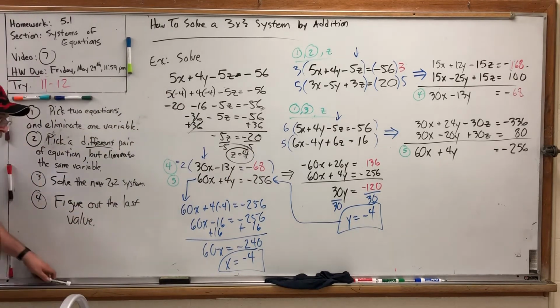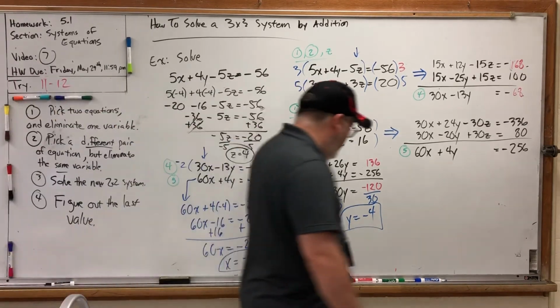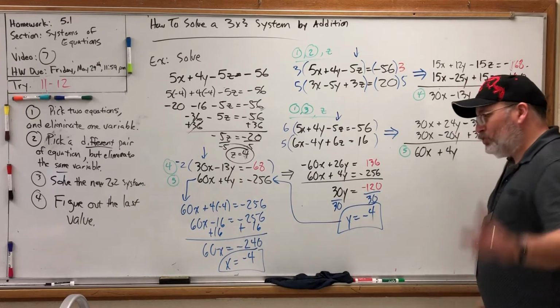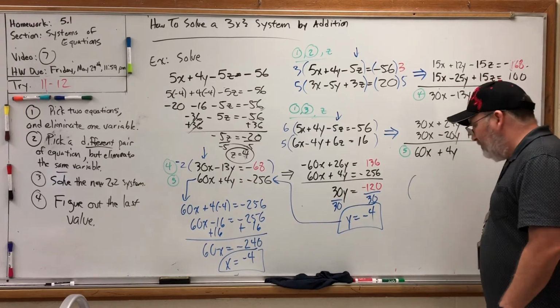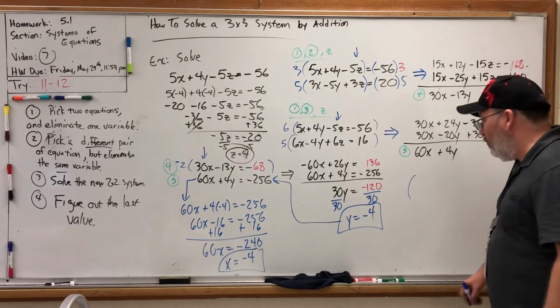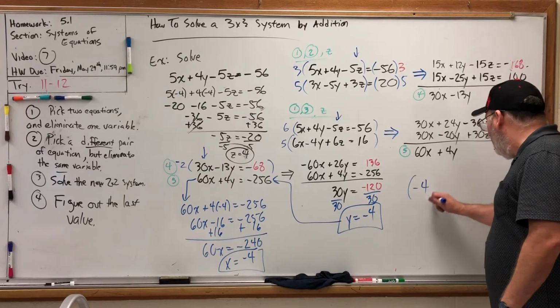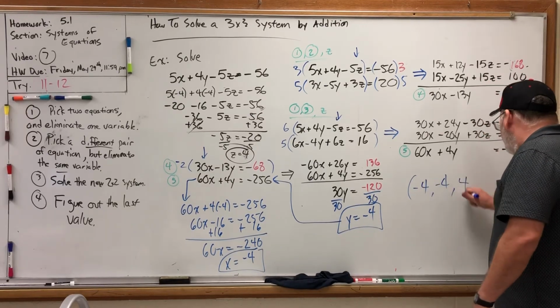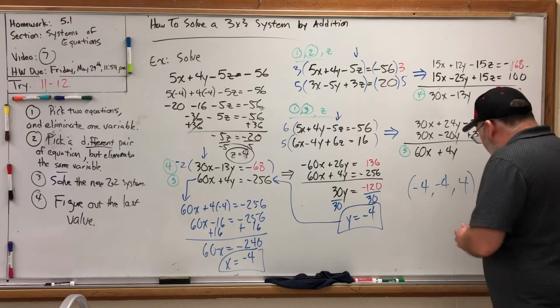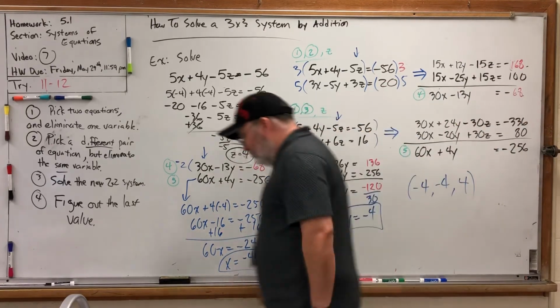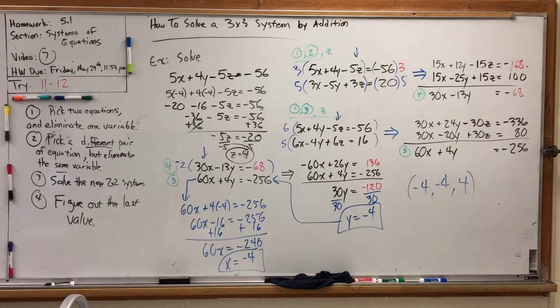I know it's messy in there, but it's a small board and it's a big problem. So as an ordered triple, which is a point in space, an ordered pair is a point on a plane, x is -4, y is -4, z is +4, the problem's done, the video's done, the homework's done, the material for test 4 is done, the class is done, I am done.